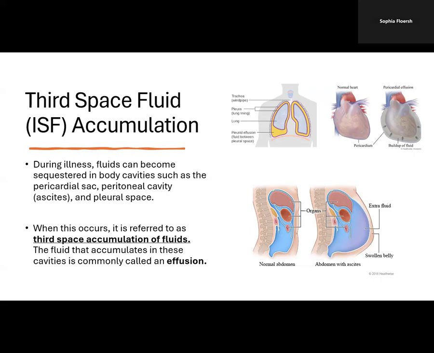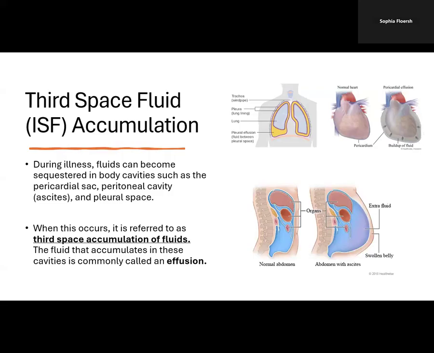So basically with third spacing, the fluids will move into different body cavities. So they go into places that they usually aren't in. For example, you can have ascites in the peritoneal cavity, or you can have fluid around the heart in the pericardial cavity. That's where you have pericardial effusion. In the normal heart, you see how the pericardium is where it needs to be, and then it moves outwards here.